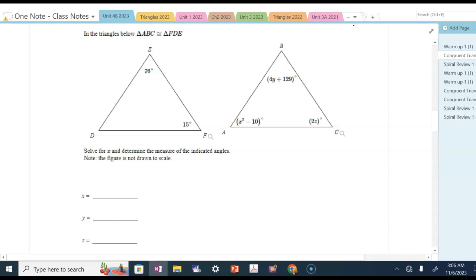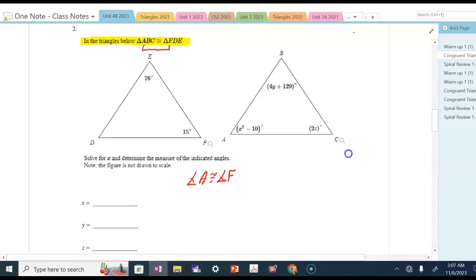So let's take a look at problem number 2. At the top I have this congruent statement I'm highlighting in yellow. Triangle ABC is congruent to triangle FDE. So I know A goes with F. So angle A is congruent to angle F.